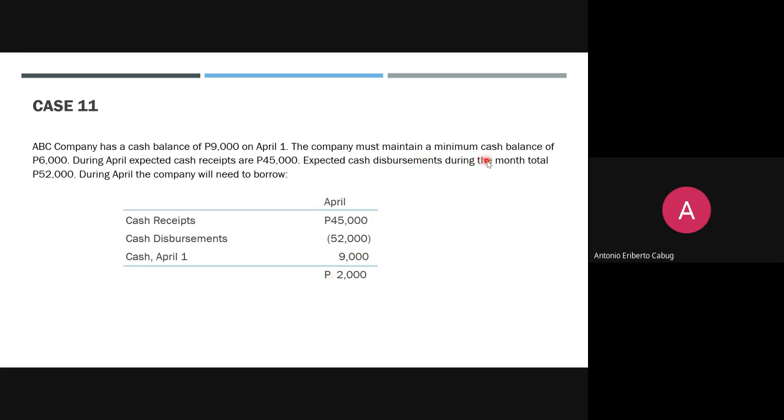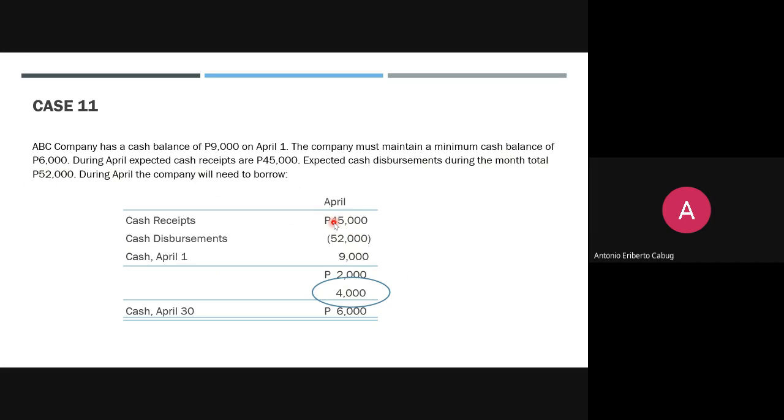But we must maintain the minimum cash balance, 6,000. We should maintain at least 6,000. So, 2,000. So, para maging 6,000, kailangan nyong dumagdag ng 4,000. The amount that we need to borrow is indeed 4,000 pesos. Very good. A lot of you were able to answer it correctly. Okay? 4,000 pesos. Okay ba tayo? Sige. I hope everything is good.